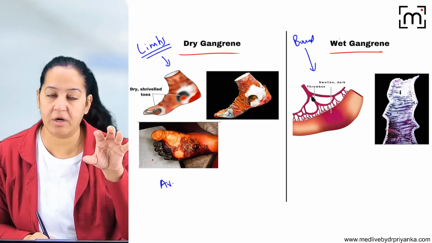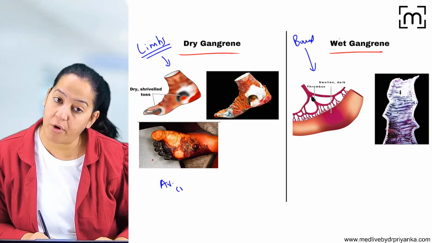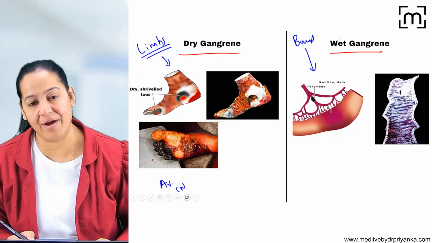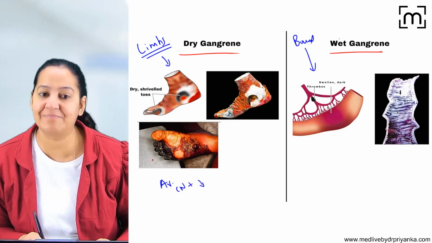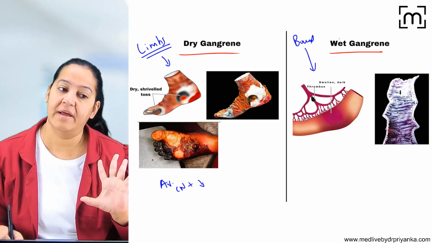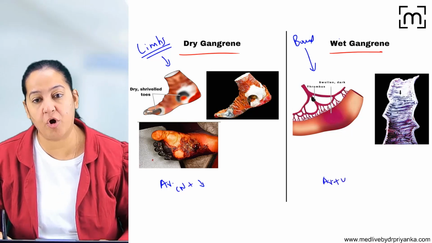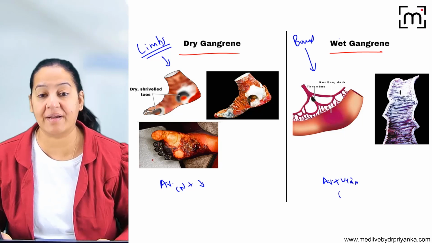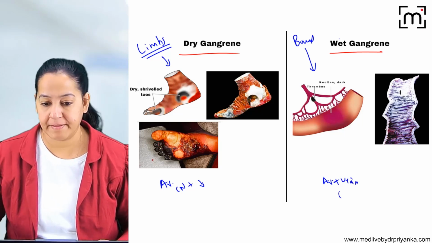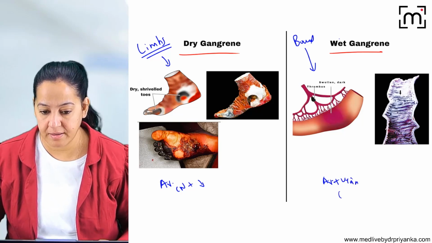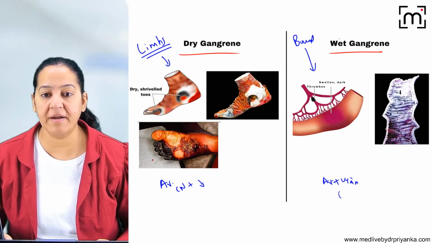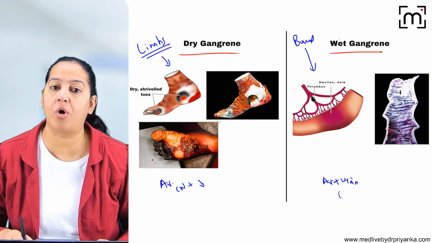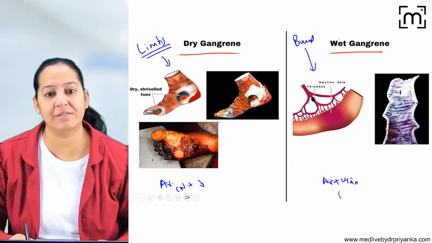So this organ does not get blood. It will have coagulative necrosis and it will attract less bacteria, so the tissue will appear dry. If the artery and vein both get obstructed, this will again have coagulative necrosis, but this time the bacteria will be more. Abundant bacteria will be present and that's why the organ looks wet in appearance, and that is known as wet gangrene.